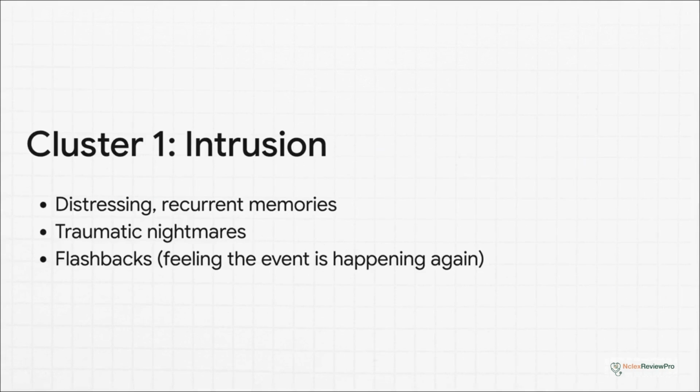Okay, first up, we have cluster 1, intrusion. And it's exactly what it sounds like. The trauma keeps intruding on the person's present-day life. And we're not just talking about a bad memory. We're talking about really distressing recurrent memories, horrible nightmares, and most intensely flashbacks, where the person feels like the traumatic event is happening all over again, right here, right now.